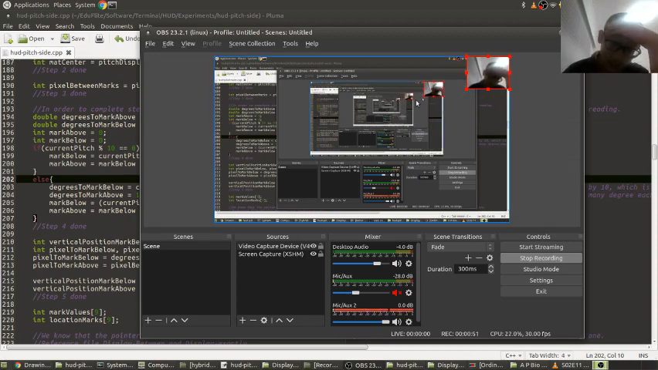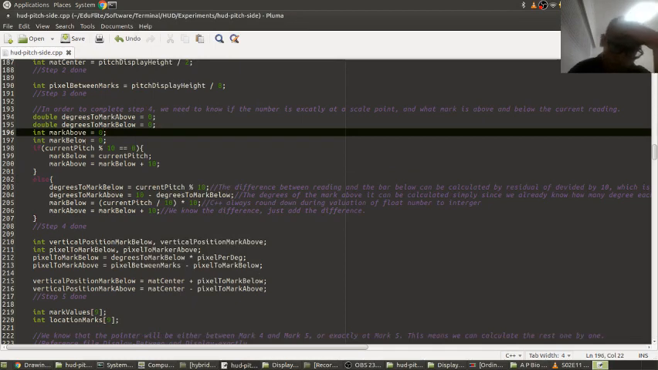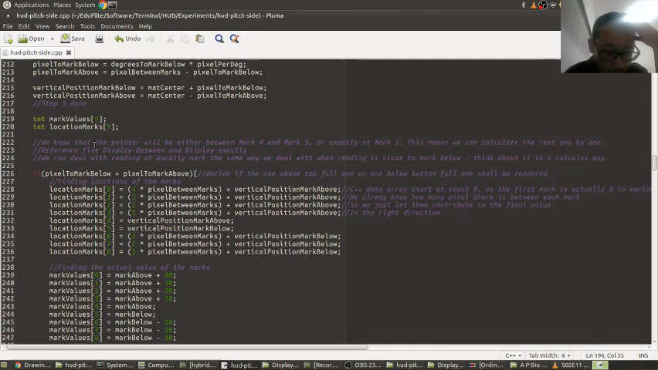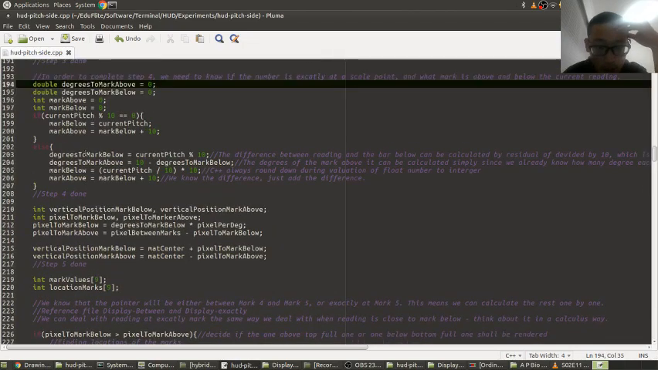Alright, let's get this thing going. So let's go through here, right? So there are a number of degrees to the 10 degree mark above here, which represents, because remember the numeric constant above is actually different from the pixel location above.